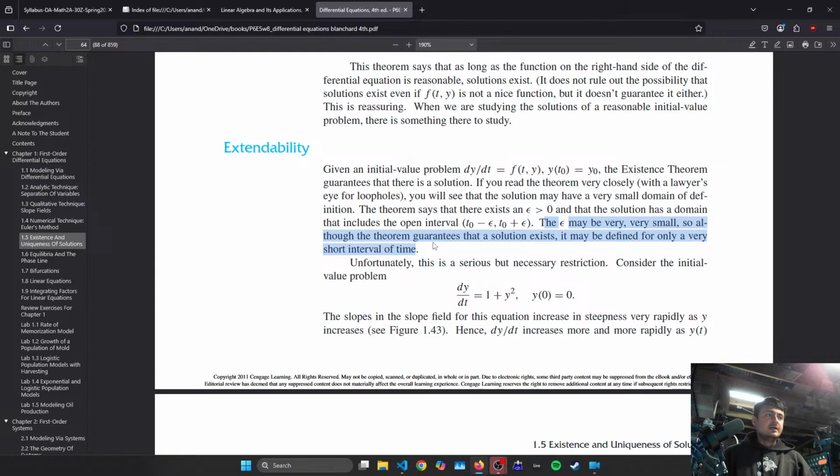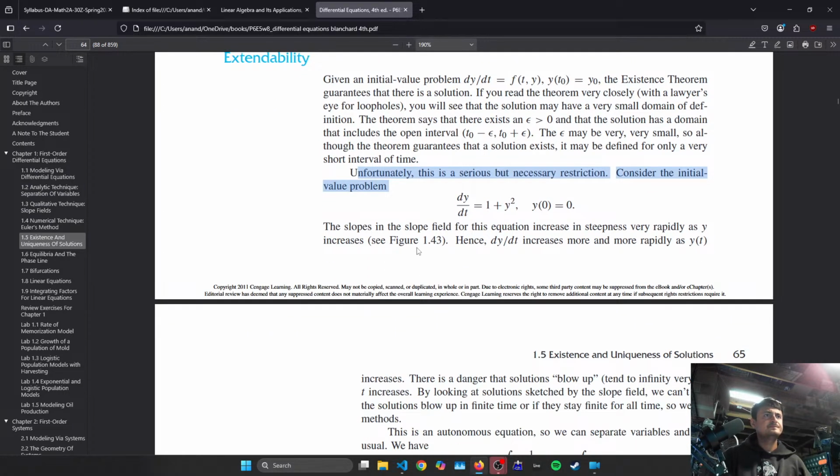Okay. All right. So, unfortunately, this is a serious but necessary condition. Consider the IVP with 1 + y^2.